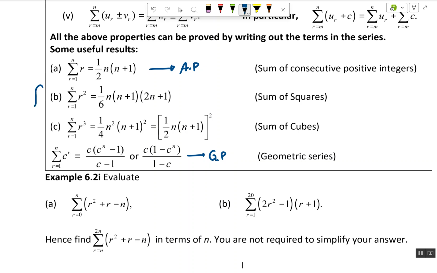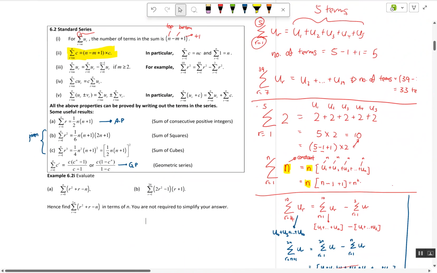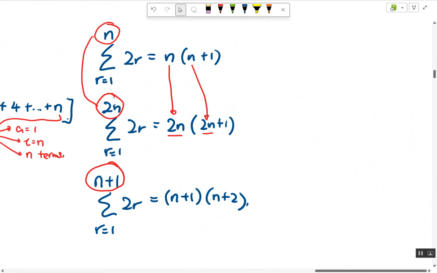Okay, and then these two are usually given. And all these properties are important. So make sure you understand this table and what this table is talking about, especially point number 2, the summation of a constant. Point number 3, if you are taking the r from somewhere else in between, how to minus off. And then one more: when your ending point becomes from n to 2n, you replace the n with 2n. If the ending point becomes n plus 1, you replace the n with n plus 1.